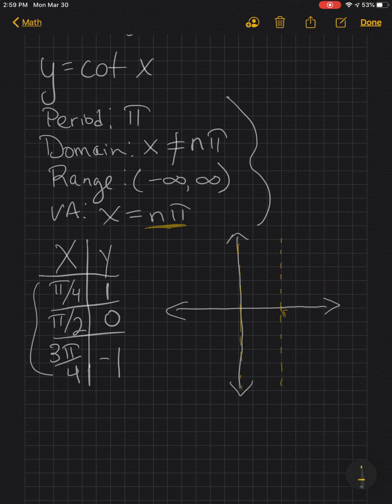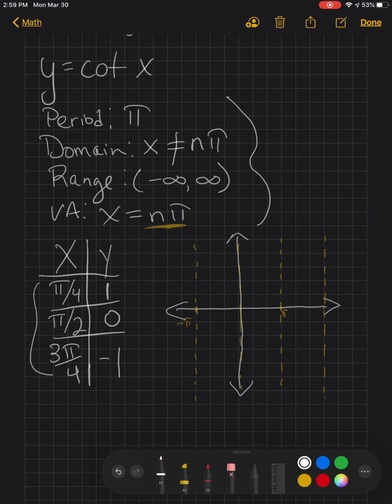All right. And at 2 pi, I could do the negative as well, negative pi. So there are vertical asymptotes. All right, I'm going to switch back to white.